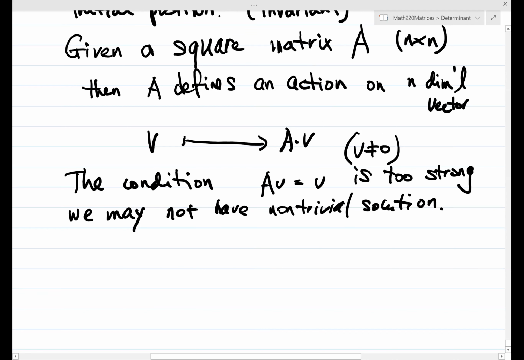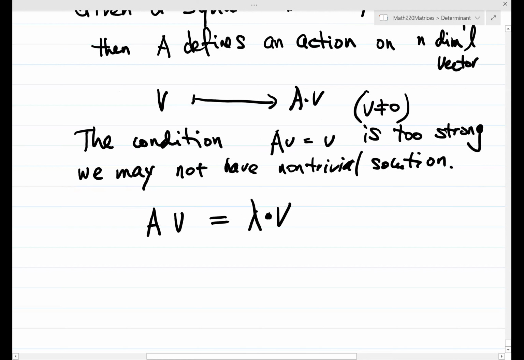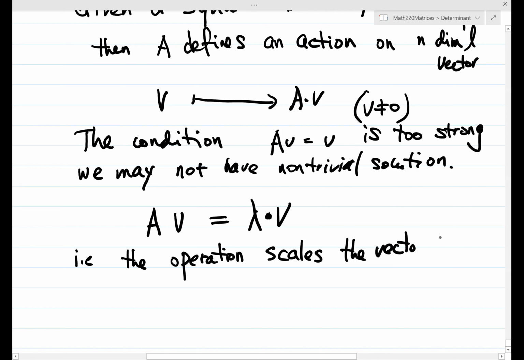So we just make it less strong. We may do this: AV equal to lambda V. This means input V, output lambda V. So the output is parallel with V. We plug in V, and output a multiple of V, i.e. the operation, the action, skews the vector V by a number lambda.